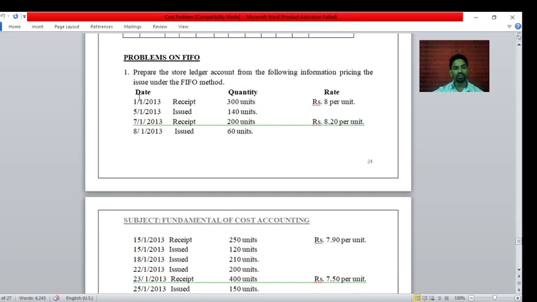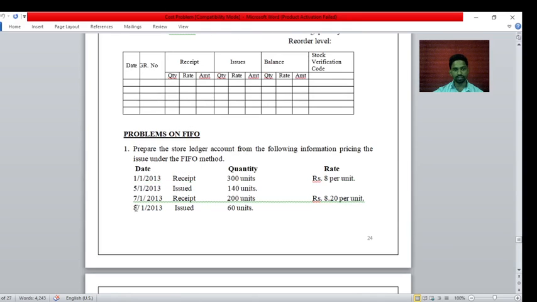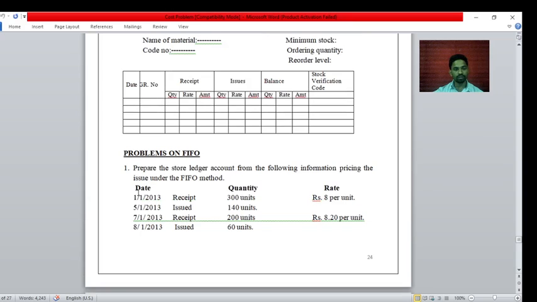Just see this much only. On 1st January 2013, receipt. It means the raw material was received from the vendor. How many quantities? 300 quantities, at the rate of 8 rupees per unit. Now how do we put this in this format?